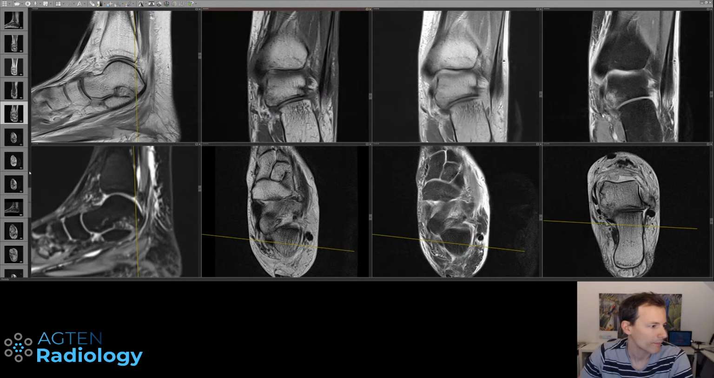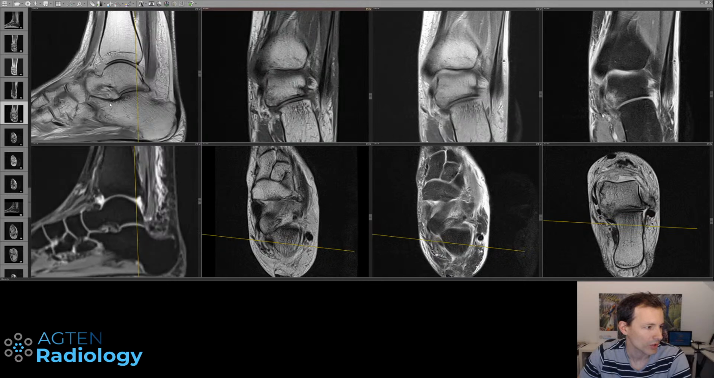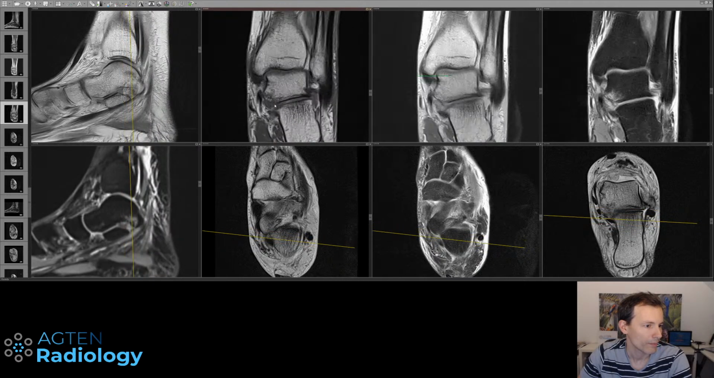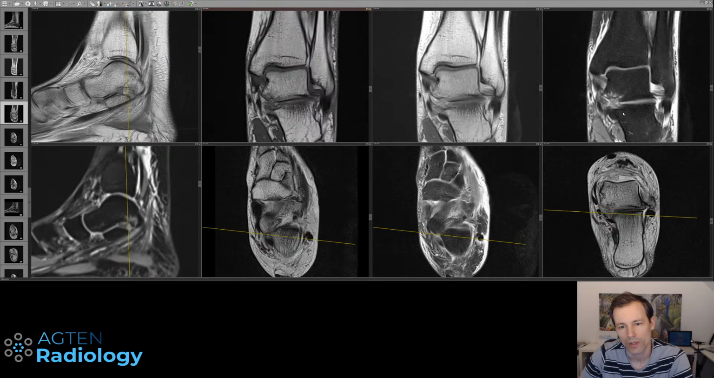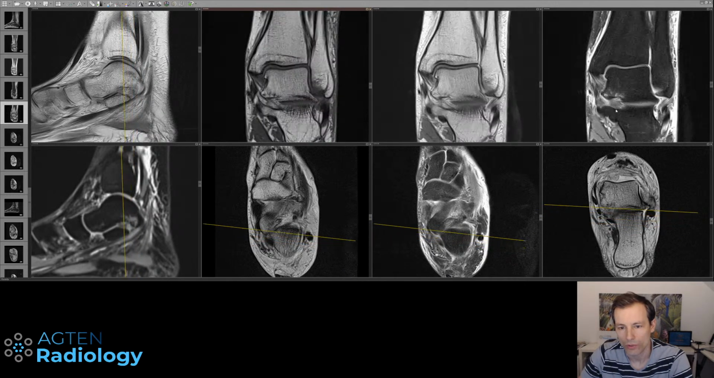Or you can say, at least in Germany, something like a subcortical infraction, which then indicates there is actually damage to the trabecular structure, but not really seeing a fracture line. So these are kind of the two dictations that I would use here.